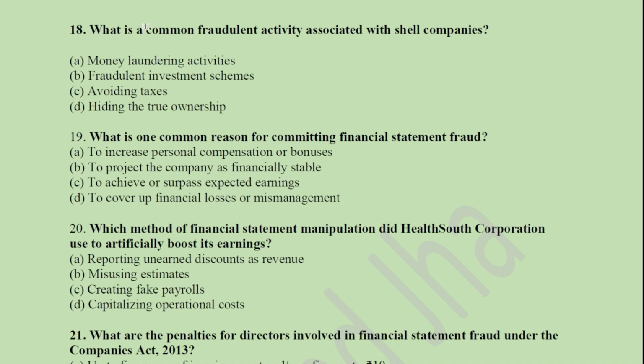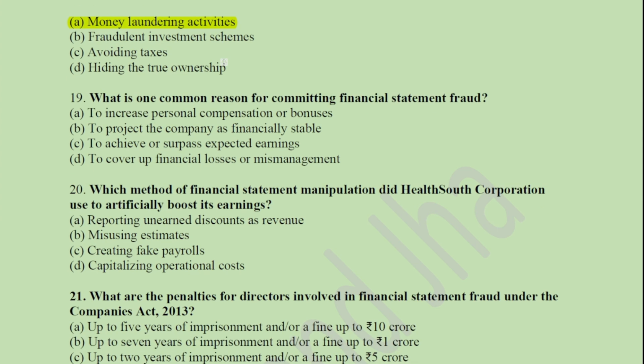What is a common fraudulent activity associated with shell companies? It's money laundering activities. What is one common reason for committing financial statement fraud? To increase personal compensation and bonuses, no. To project the company as financially stable, no. To achieve or surpass expected earnings. This is the one common reason.